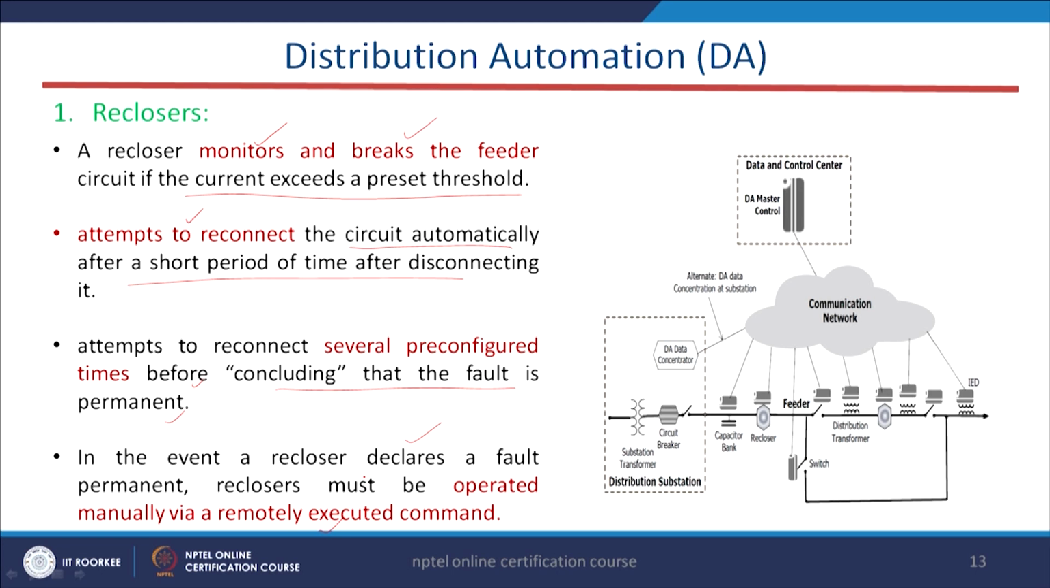So, here comes the distribution automation. If the recloser declares the fault is permanent, then it must be operated from the remote station, from the master control center of the distribution automation system. That is what the smart grid demands. It should not be manual; everything should be an automatic process. Now, we have electronic switches also in the smart grid system, where electronic devices are present and can receive signals.